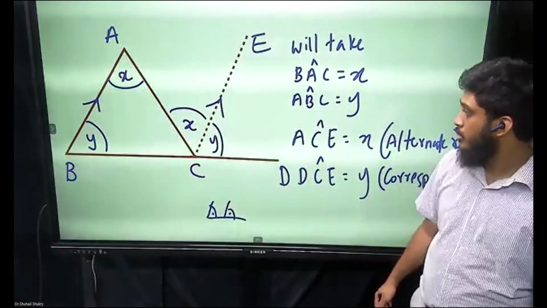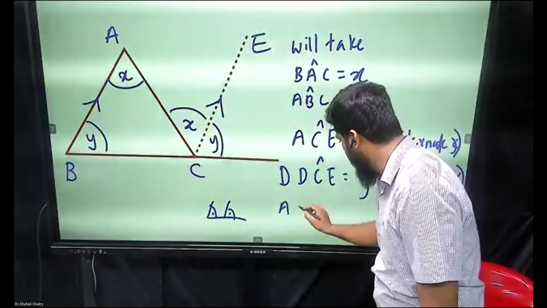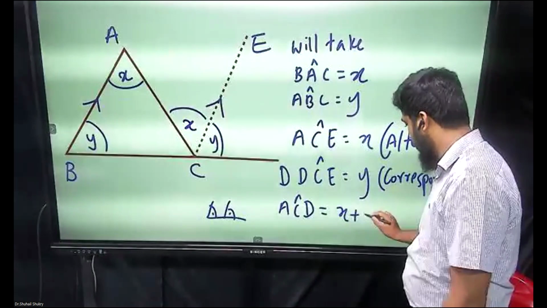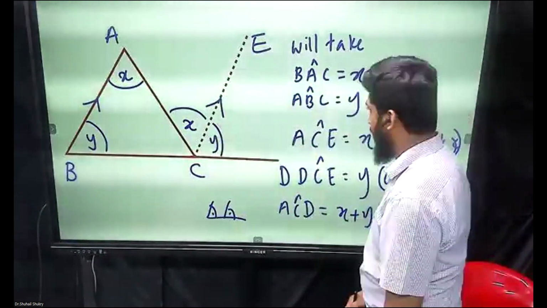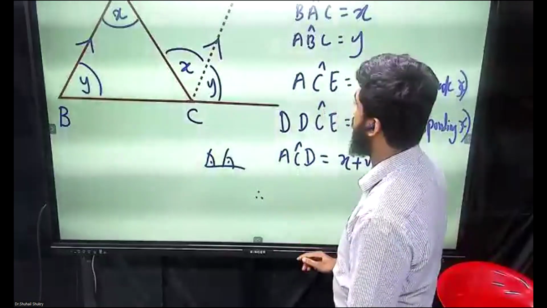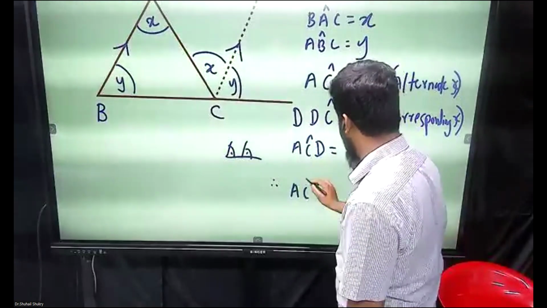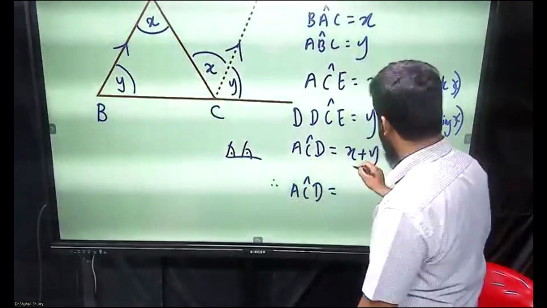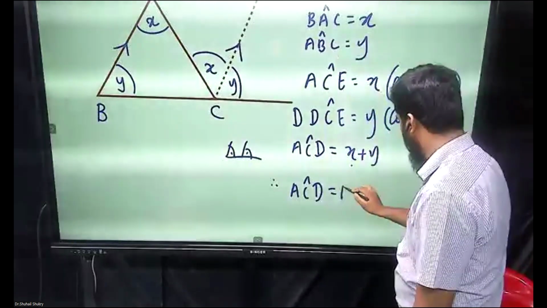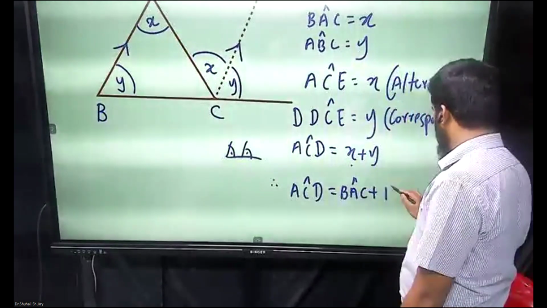Properly concentrate. Then after that you should write ACD equal, ACD is what? ACD equal what plus what? X plus Y. You can see this is X, this is Y, so ACD is X plus Y. So you can write, therefore, BAC is X, no? Therefore ACD equal, instead of X I can write BAC, plus, instead of Y I can write ABC.